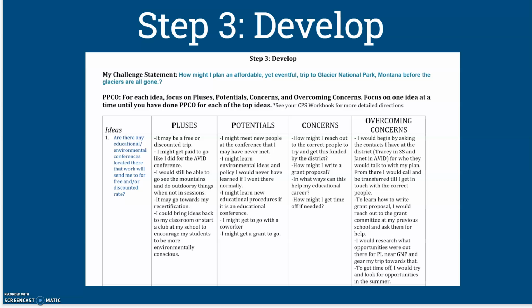Basically for this, we had to come up with 3 different ideas of how we're going to solve our problem. We picked the best 3 from the ideation phase. And so the one that I went with was, are there any educational or environmental conferences located there that work will send me to for free or a discounted rate? And so then I had to go through my pluses, potentials, concerns, and how I'm going to overcome those concerns.